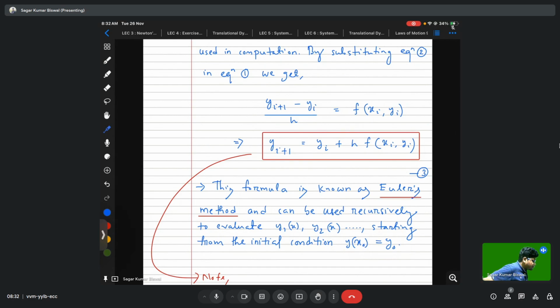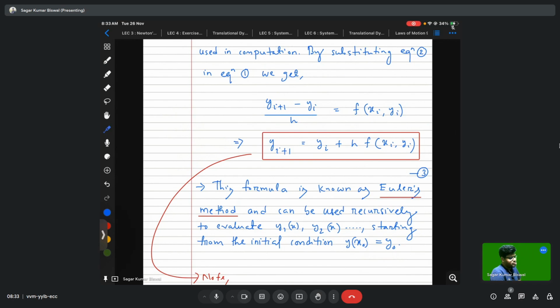So these are all used to solve initial value problems, right? You may know that there is a difference between the initial value problem and a boundary value problem. So these methods, the Euler method and the Runge Kutta methods, are all used to solve the initial value problems.